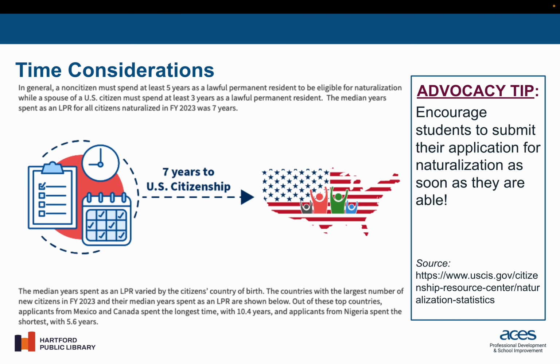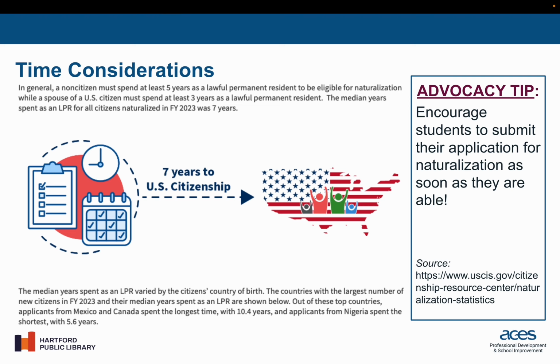As mentioned earlier, in most cases, a non-citizen must be a lawful permanent resident for at least 5 years to apply for naturalization. In the case of some residents married to U.S. citizens, the period for which they must hold a green card before naturalizing is 3 years, a situation that is unlikely to apply to younger students, but which may be relevant to family members.